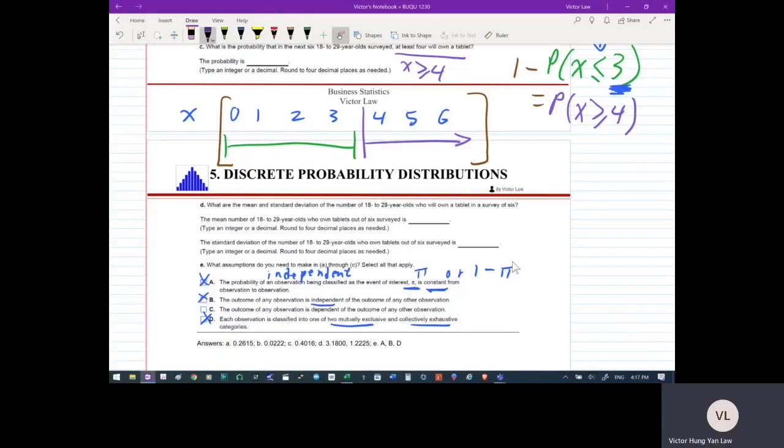Part E, what assumptions do you need to make in part A through part C? The assumptions that we need to make are, we're assuming we have independence. We're assuming that the probability stays constant from observation to observation. So we have the independence, and that's for A and B. And then for D, we have the mutually exclusive and collectively exhaustive assumption that we had earlier. So those are the four assumptions that you need to know: independence, mutually exclusive, collectively exhaustive, and then the probability is pi or 1 minus pi. So we have constant probability.